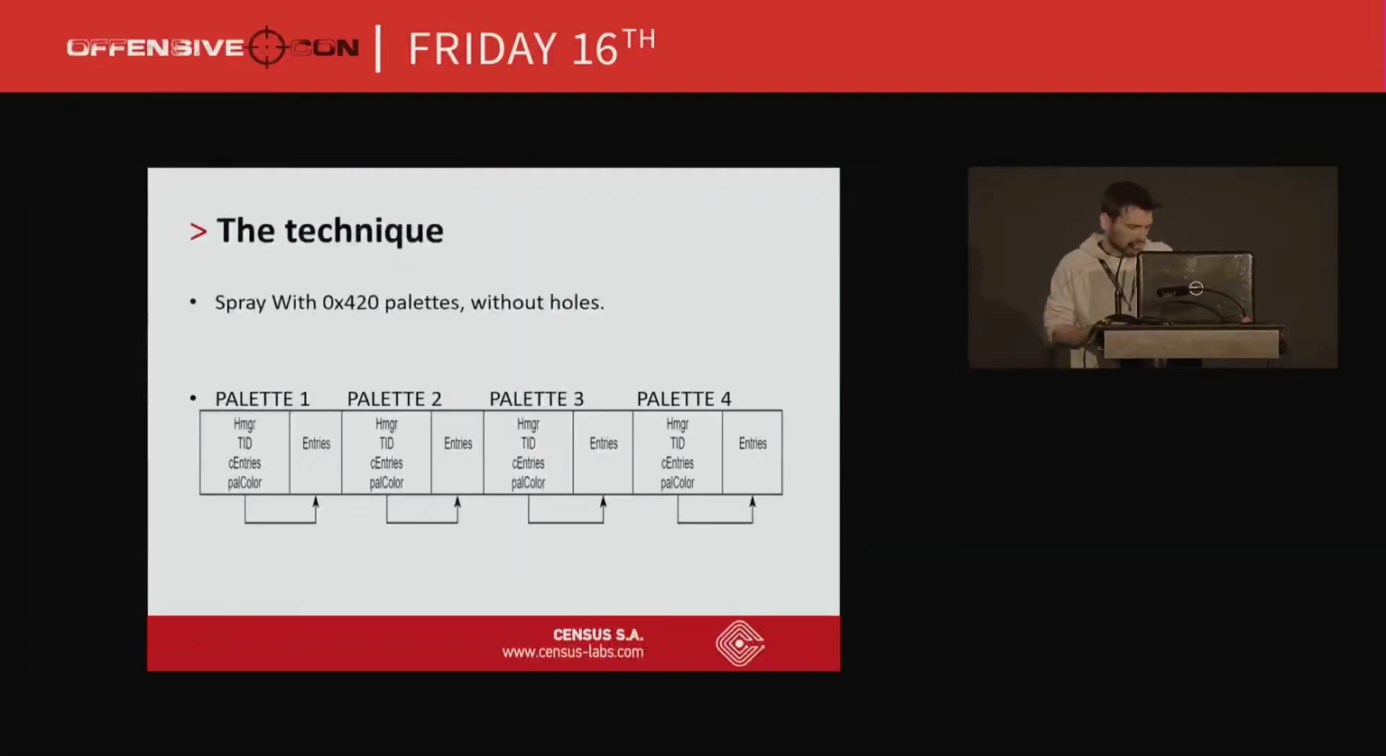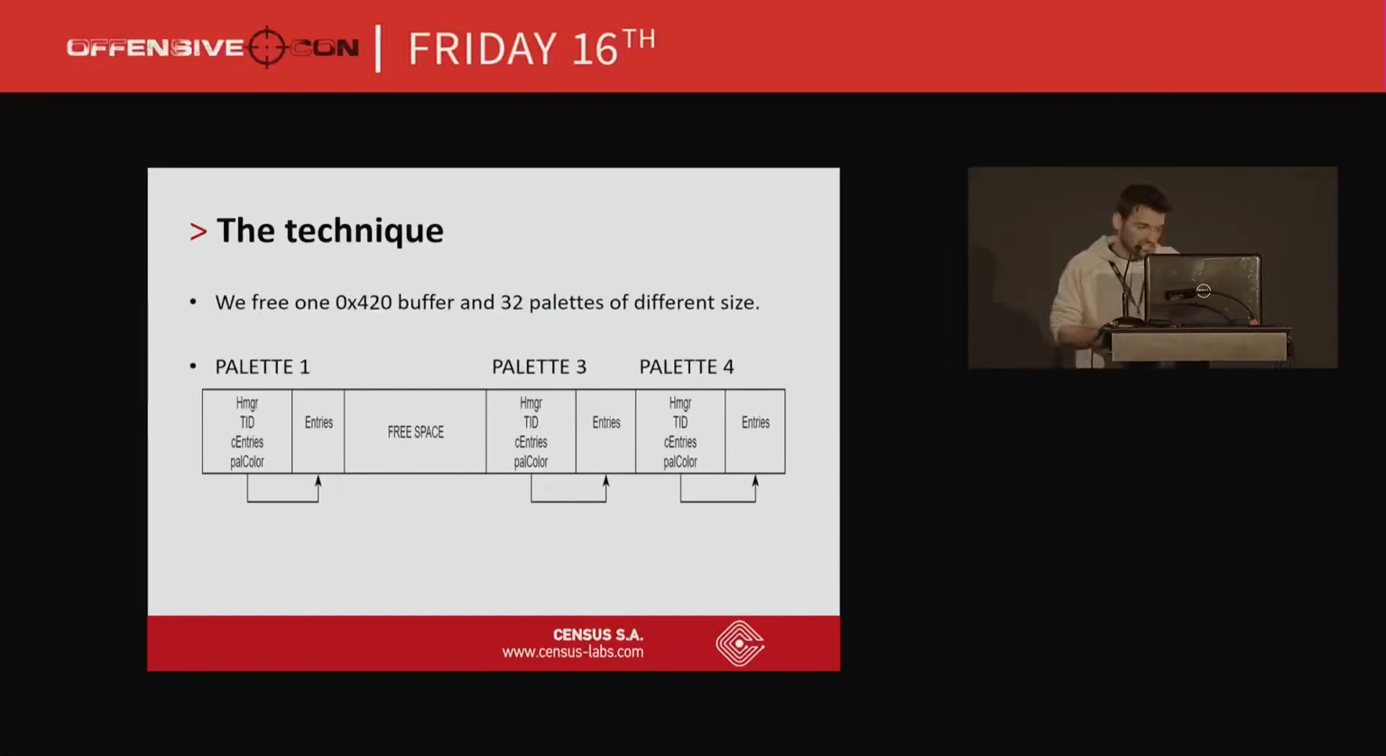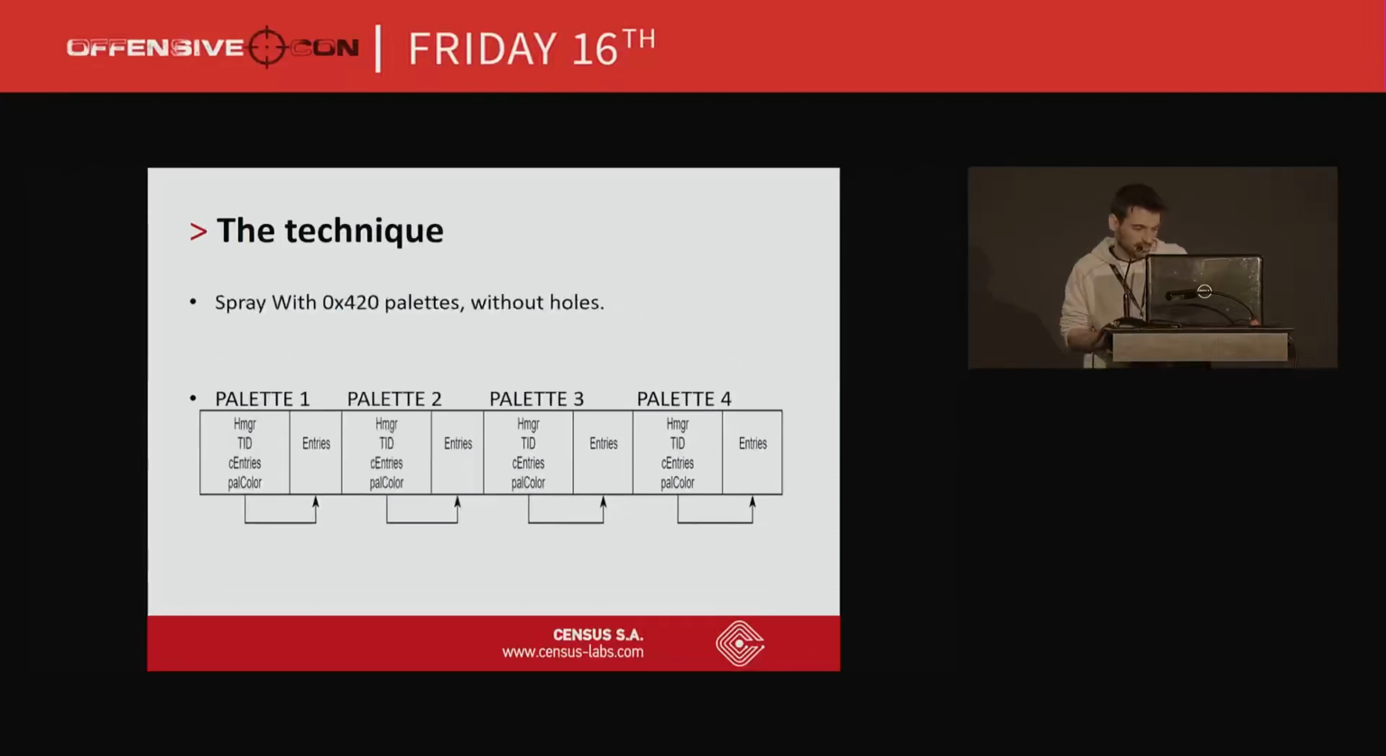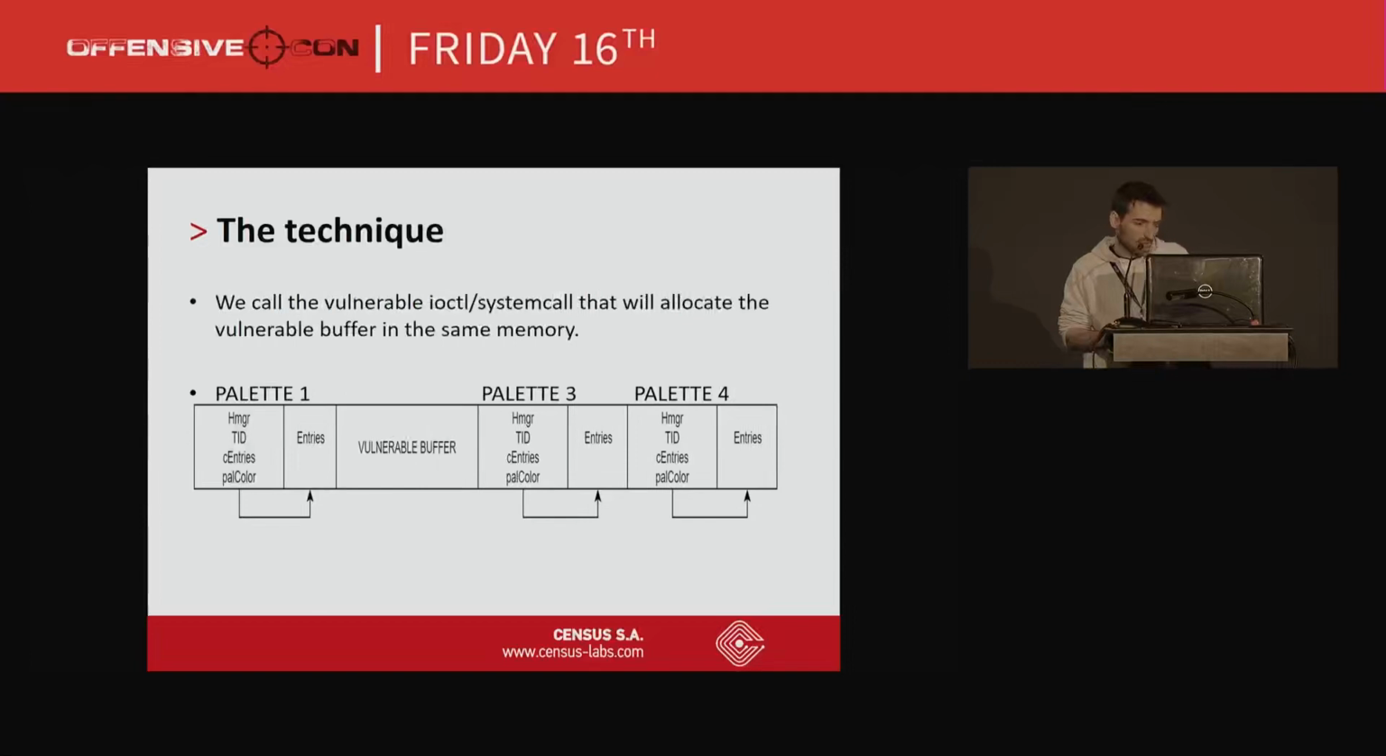So I also made a small graph to make things even clearer. So here we are spraying with 420 palettes without having any holes. Then we free just one and the 32 palettes of a different size. And our vulnerable buffer should claim the same heap space of the palette 2, which is the palette that we freed. So we are going to know the handle of the palette 3.